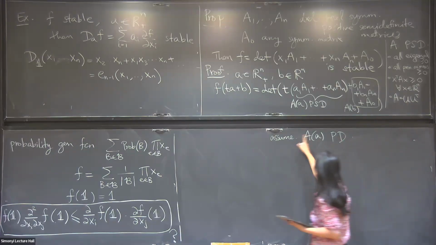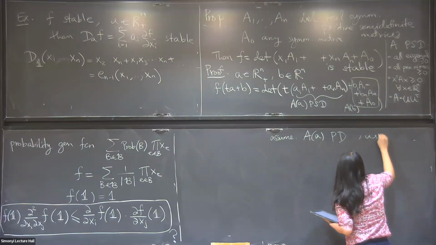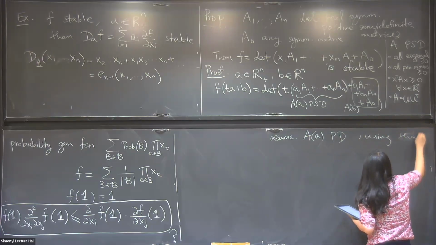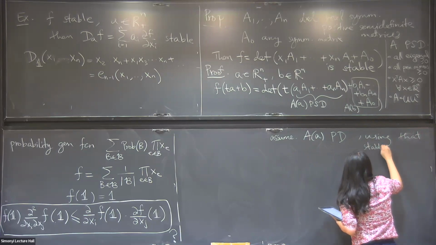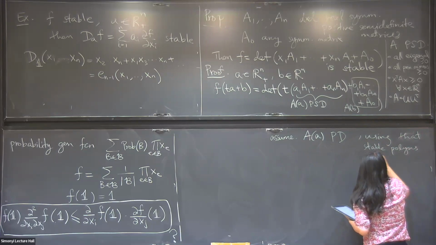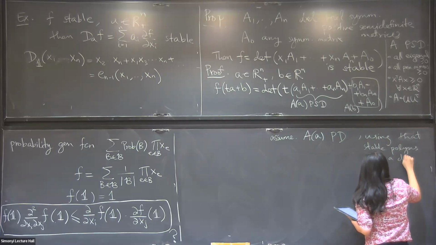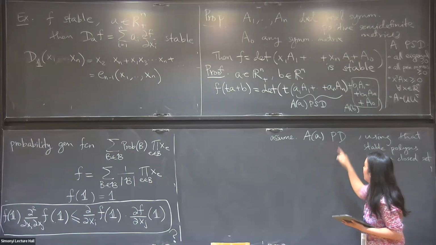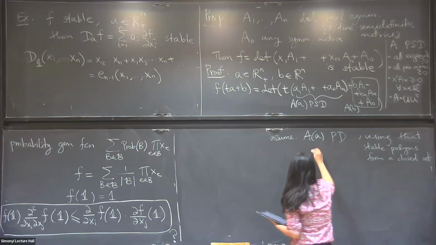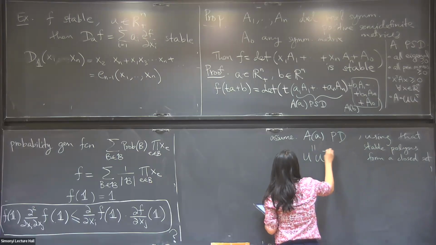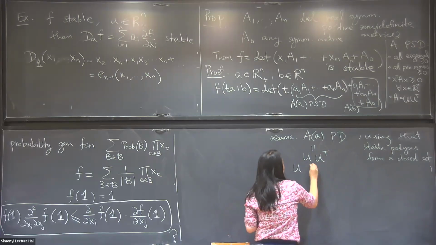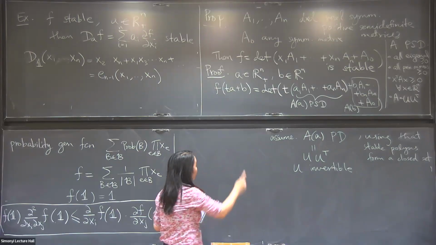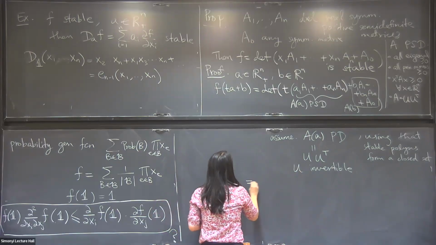So assuming that, because the set of stable polynomials form a closed set, topologically in Euclidean topology. Now this is positive definite, so I can factor it as U times U transpose, where U is invertible. Now I can factor things out from my determinant.